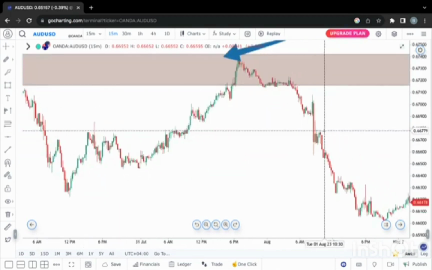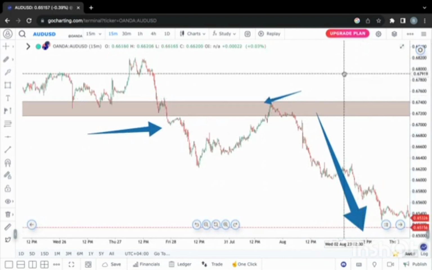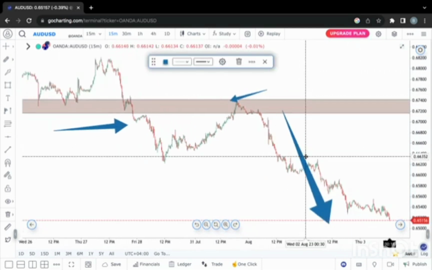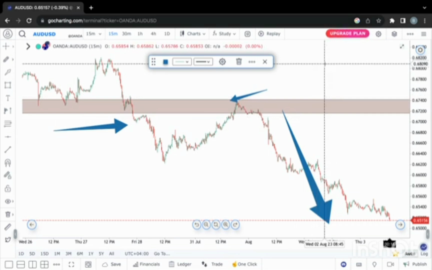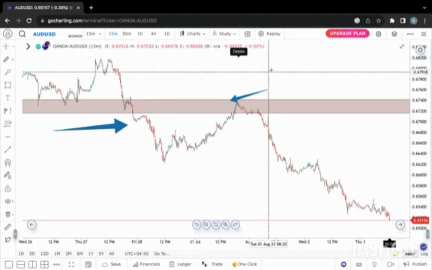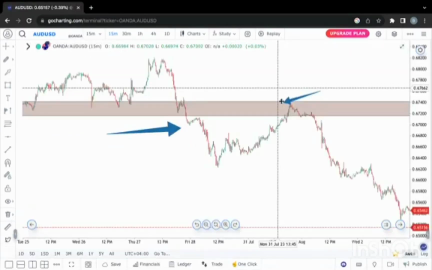Then you see what happened here. Imagine you entered here. So that's how we trade breakouts. Make sure when the level is broken, you wait for the market to come back to the same level to retest. Break and retest. That's how we trade break and retest. So that's how it is.